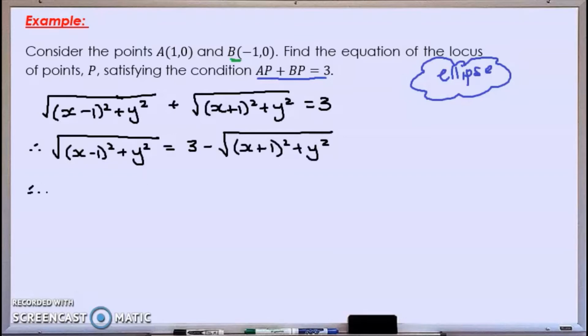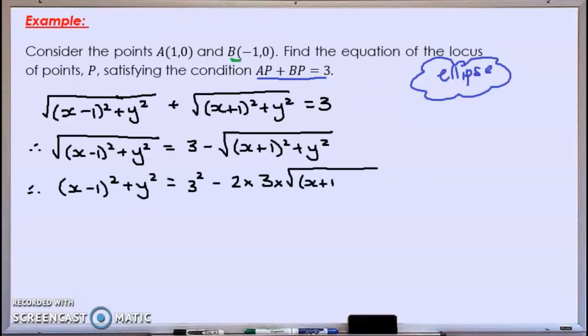Now let's square both sides and I'll get X minus 1 all squared plus Y squared equals, remember, when I square all of this, it's my first term all squared, so that'll be 3 squared, minus 2 times my first term times my second term, plus my final term squared, which will be X plus 1 squared plus Y squared.